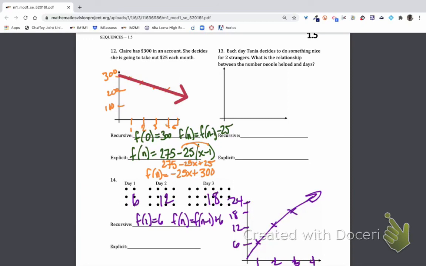For the explicit equation, for any number of days, we can find the number of dots by taking what we started with. So our day 1 was 6. And then our common difference was also 6 times x minus 1. Distributing this in to simplify, we can take this to get 6 plus 6x minus 6. This positive 6 and this negative 6 will zero out. So you should end up with f of n equals 6x.